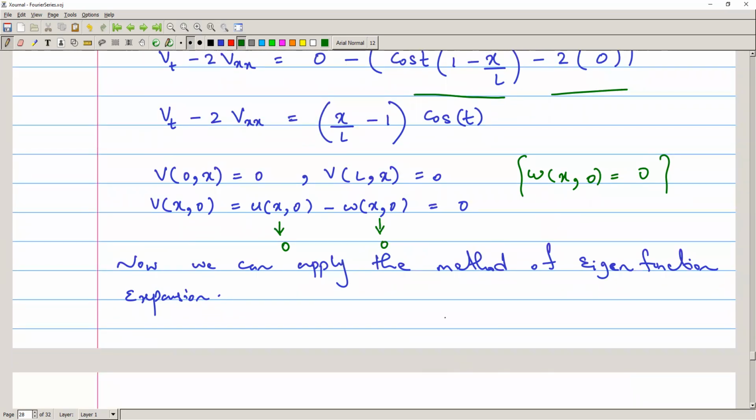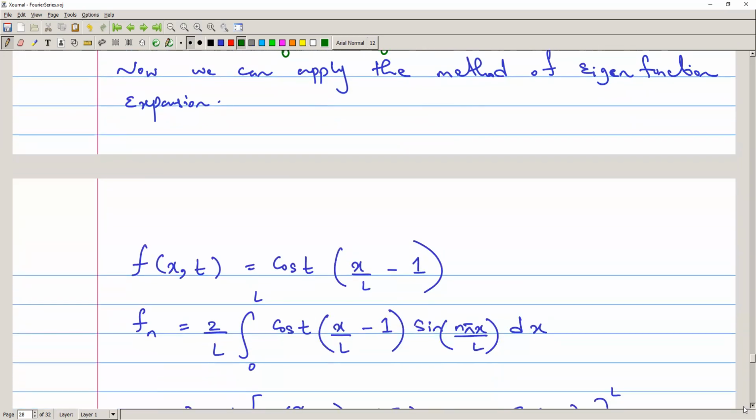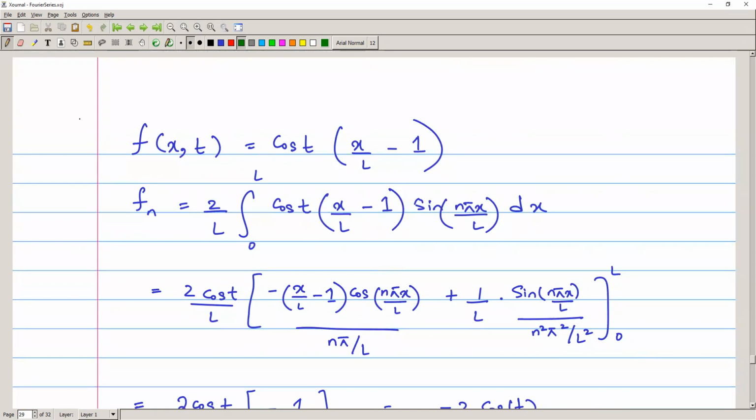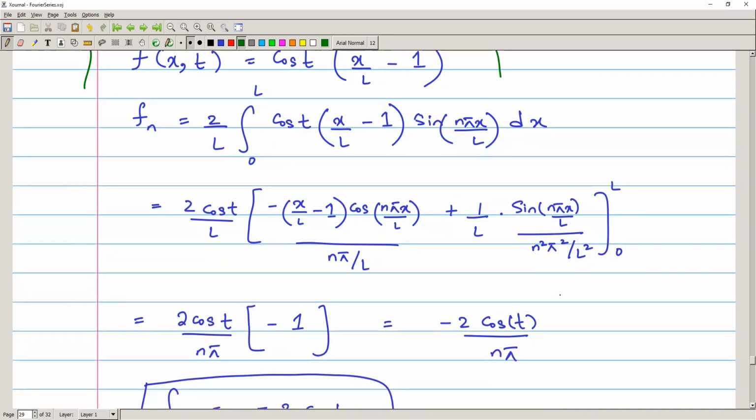Now we can apply the method of eigenfunction expansion to this equation, right? So now let's start with fn. The function of x, t is this one, and fn is equal to 2 over L times this function. Cosine t is treated as constant, so outside the integral, this function is integrated. Here we can see that x over L minus 1 times sine n pi x over L is integrated, and the integral for this function is finally this, -2 cosine t over n pi.